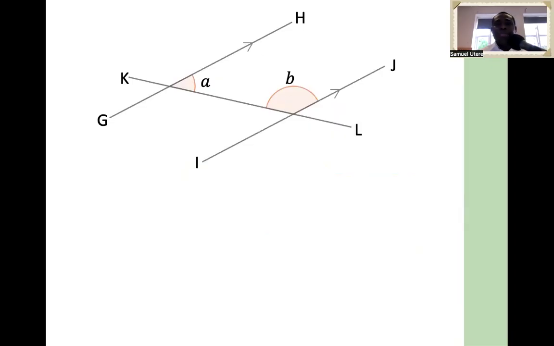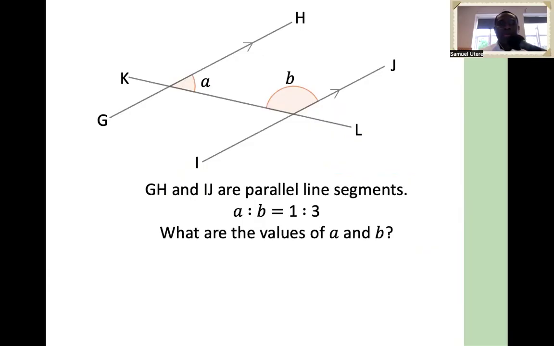Okay, here is another question. We've been told that GH and IJ are parallel line segments. A and B are of the ratio 1:3. So what this is telling us is that angle B is 3 times bigger than angle A.